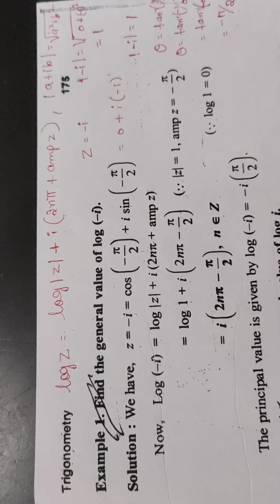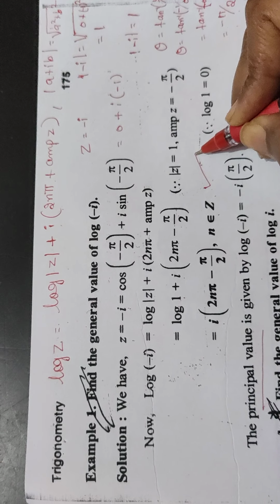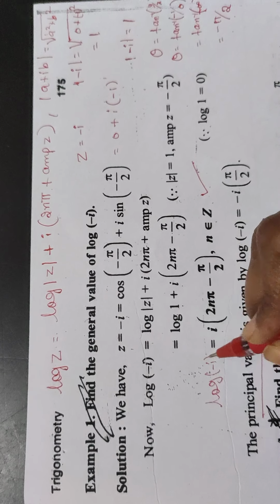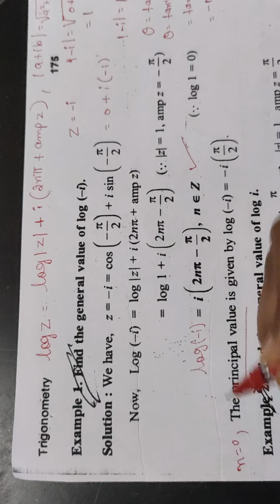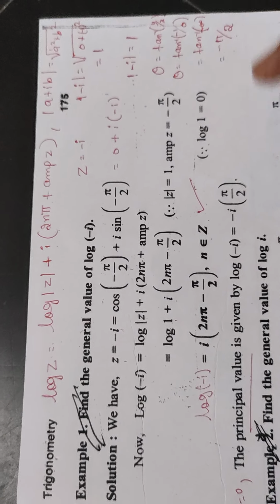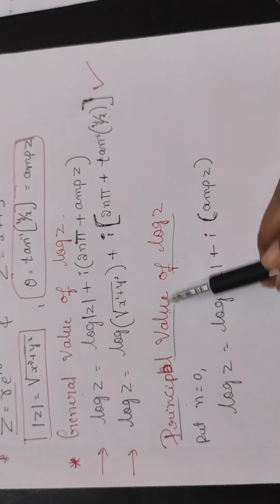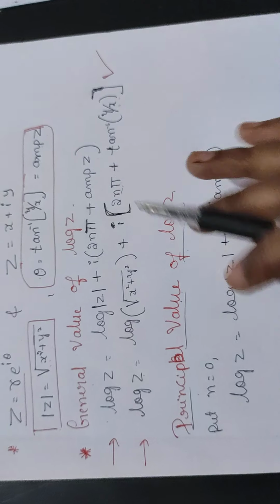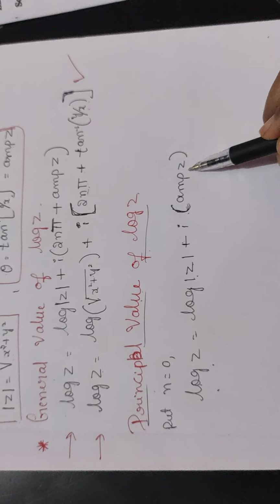And here please note that this is the general value of log minus i. To get the principal value, we have to put n is equal to 0. So to get the principal value of log z, we have to put n equal to 0. Therefore we will get log z is equal to log mod z plus i into amplitude of z.